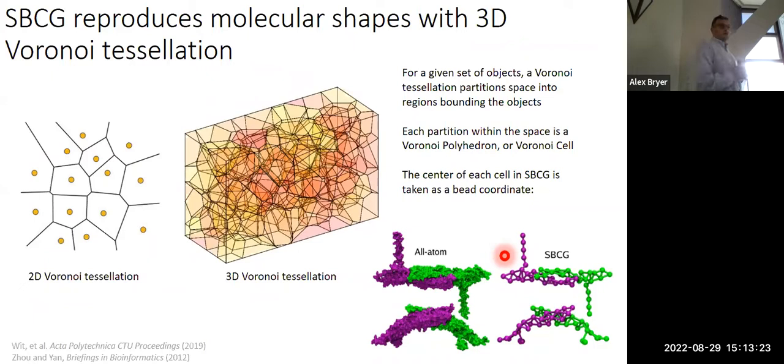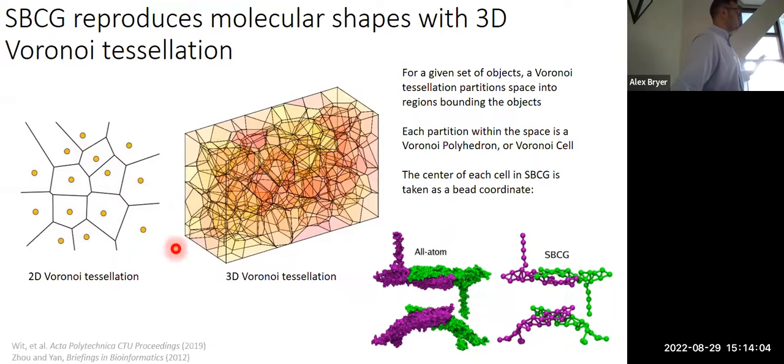This methodology reproduces molecular shapes with 3D Voronoi tessellation. It employs a special algorithm, which I'll discuss a little bit in the following slides, to reproduce these spatial partitions. Here we have a two-dimensional diagram of Voronoi tessellation and in the middle a three-dimensional Voronoi tessellation. The idea is that with your atomistic structure, if you employ this adaptation process that we'll discuss later, you can equipartition the space around your atomistic structure and group atoms together based on some number of beads.